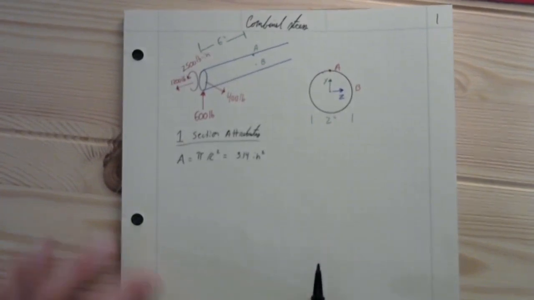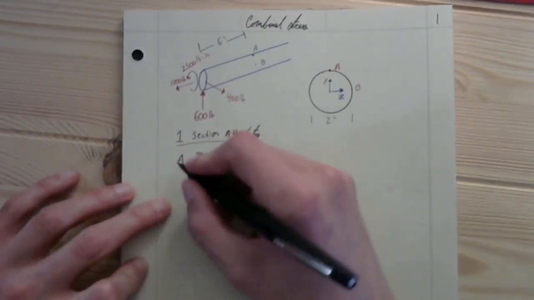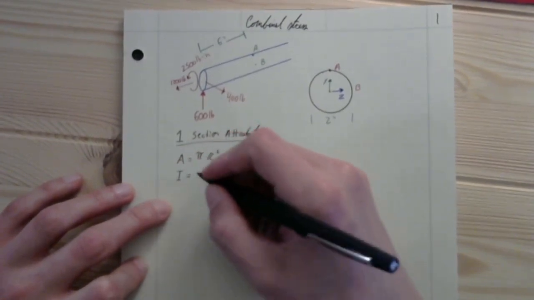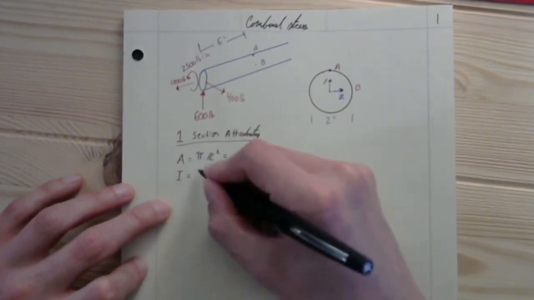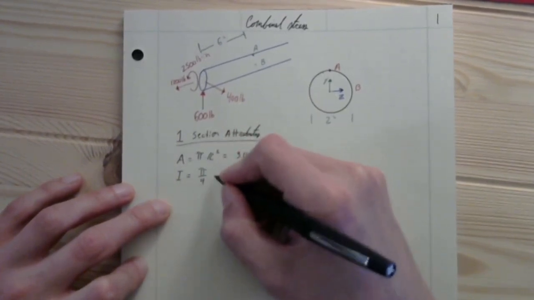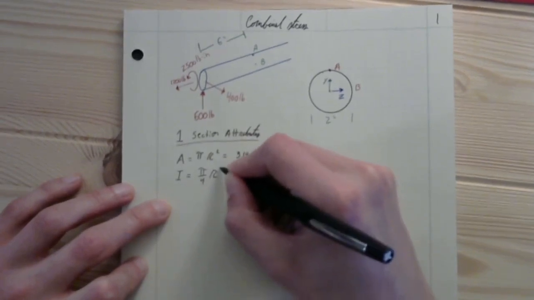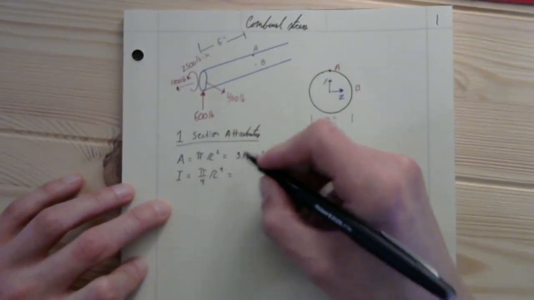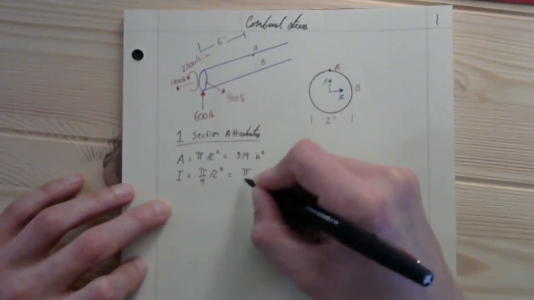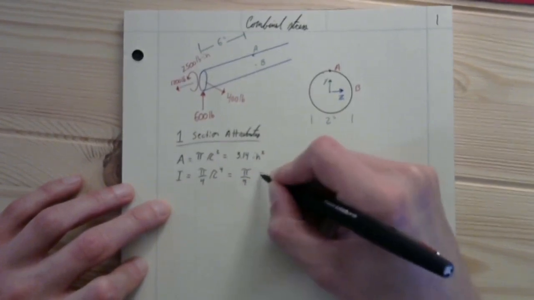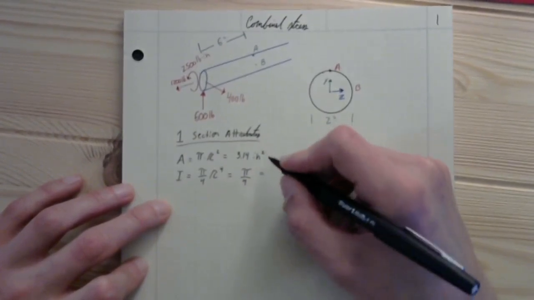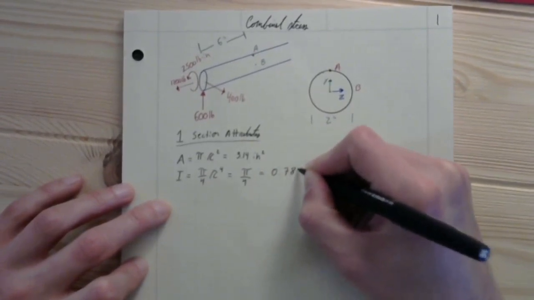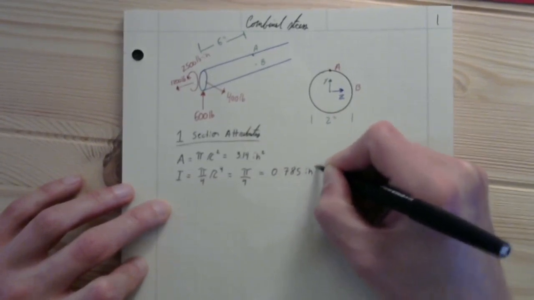Then we're also going to need to look at our second moment for a circle. That's going to be pi fourths radius to the fourth. Again, very convenient that we have a radius of 1 inch. That's going to come back over and over in this problem. That's going to be 0.785, in inches to the fourth.